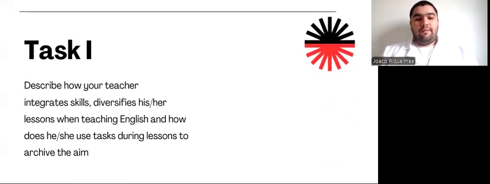So first of all, we have task one that says: describe how your teacher integrates skills and diversifies her lessons when teaching English, and how does she use tasks during lessons to achieve the aim. First of all, I must say that she uses multiple subjects integration. For example, due to the UDL design, she combines comprensión lectora, lenguaje, and English in the same lesson sequence.